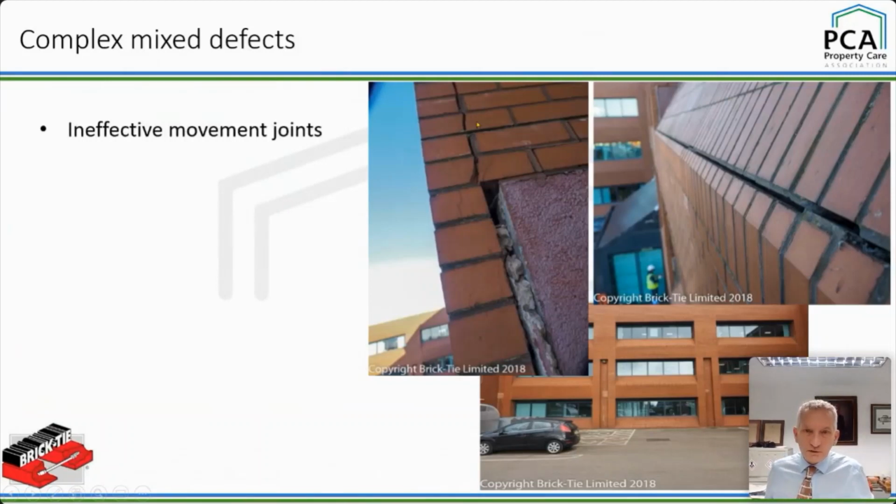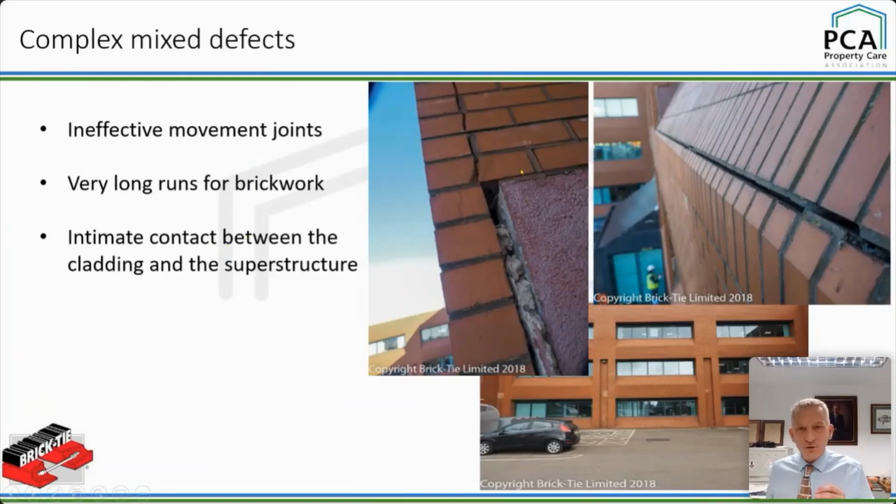If you look at these pictures, this is this building here, which has got these very long stretches of brickwork. The movement joints are rubbish. It's got intimate contact. If you look where my cursor is now, that's the concrete frame of the inner structure, and that column in between all the windows is resting on it. This cladding is thermally active, so we've got cracks between the two.